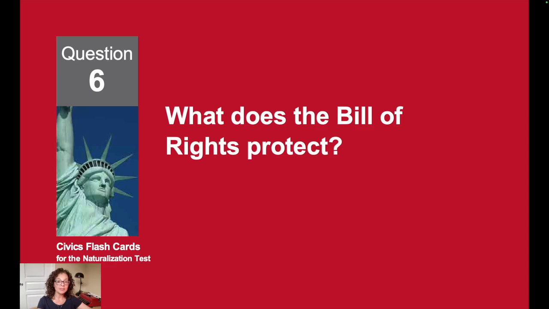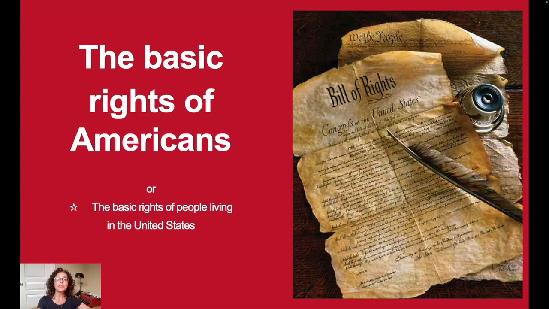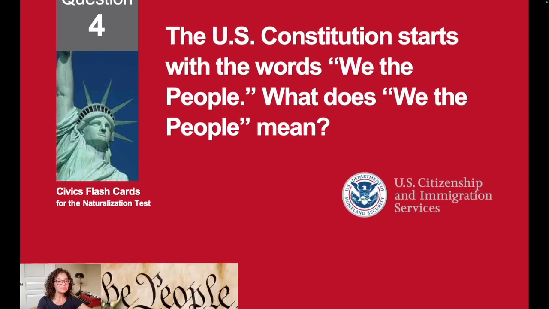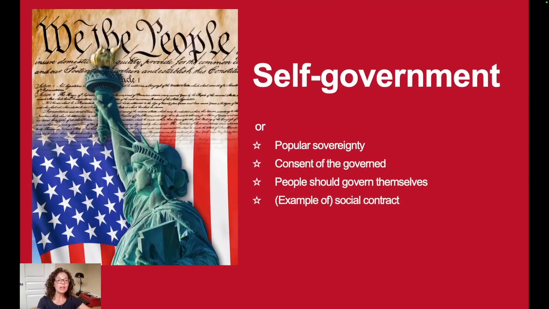What does the Bill of Rights protect? It protects the basic rights of Americans. The U.S. Constitution starts with the words, "We the people." What does "we the people" mean? It means self-government.